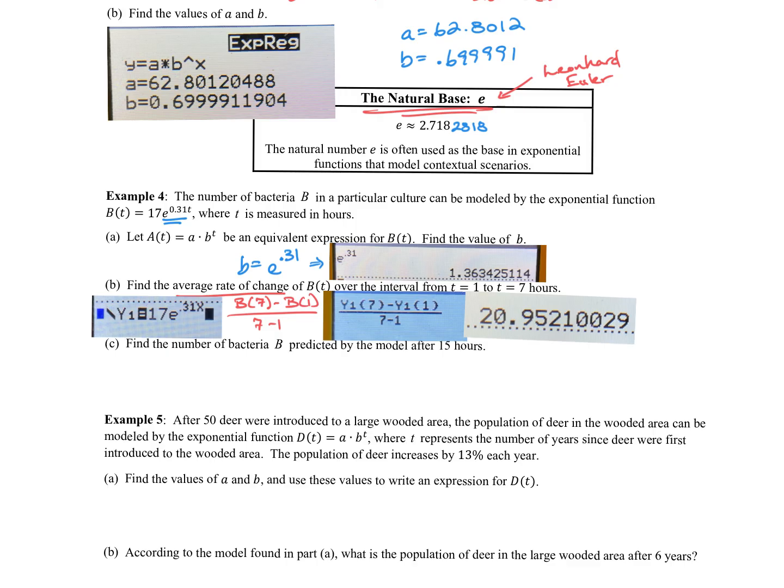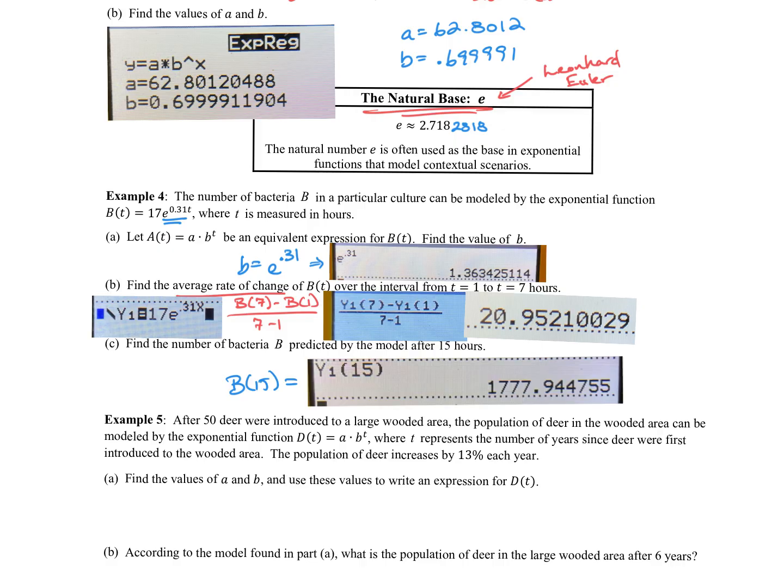Find the number of bacteria predicted by the model in 15 hours. All we're going to do is substitute in 15. We can do this with alpha trace, y1 of 15, and we end up with 1,777.9448.